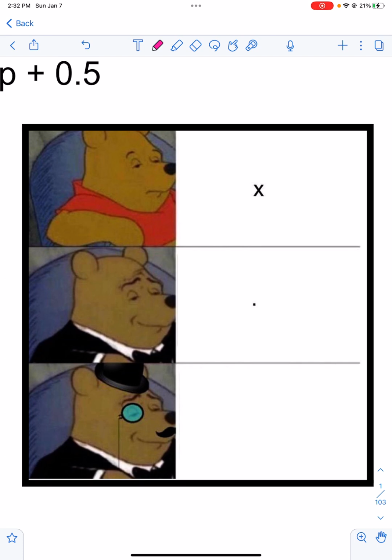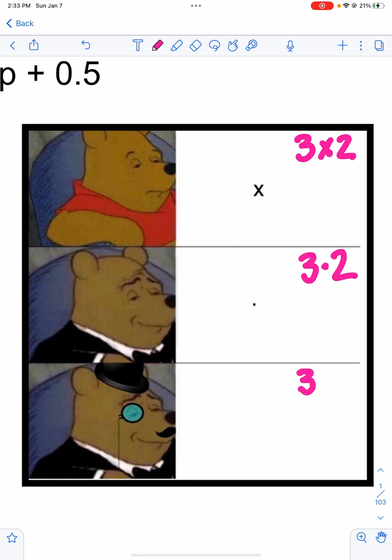You could see that the kind of casual, boring Winnie the Pooh has this little X here. The fancier Winnie the Pooh has a dot, and the fanciest Winnie the Pooh has nothing. This represents the different ways we use multiplication symbols as we get into more grown-up professional math. So we used to write something like 3x2 to mean 3 times 2. And then you got a little fancier and you'd write 3·2 to represent the same thing.